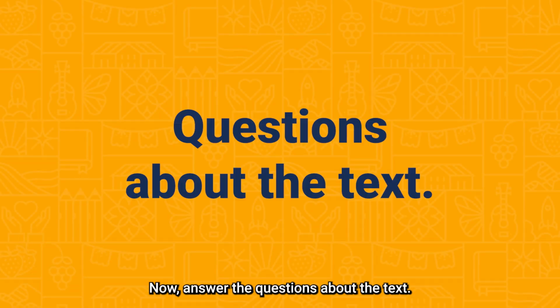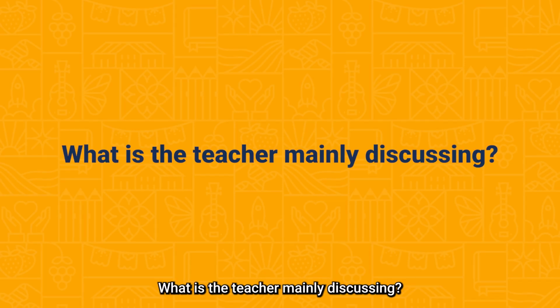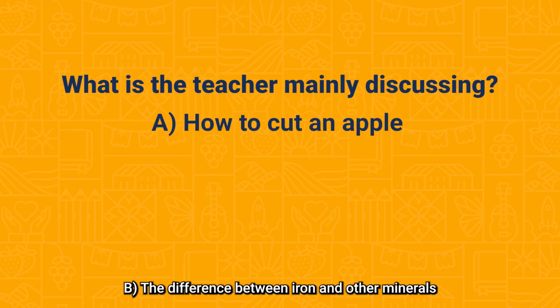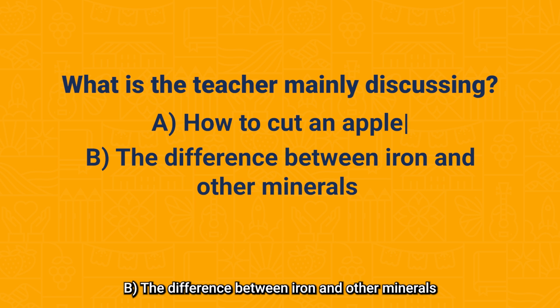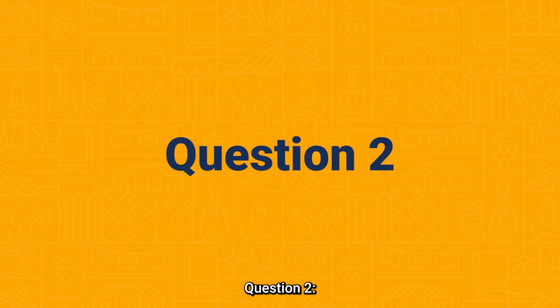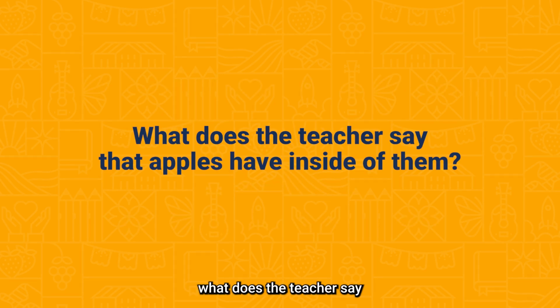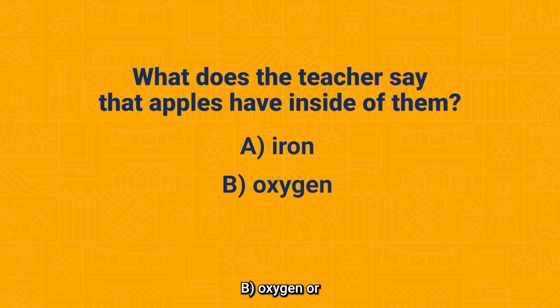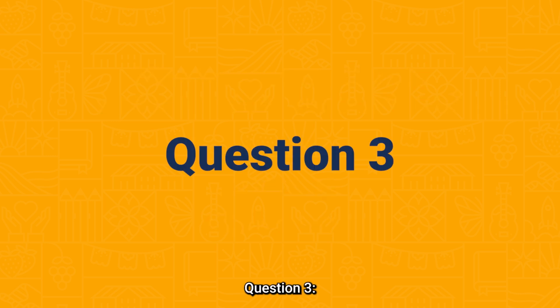Now answer the questions about the text. Question 1. What is the teacher mainly discussing? A. How to cut an apple. B. The difference between iron and other minerals. Or C. Why apples change color. Question 2. What does the teacher say that apples have inside of them? A. Iron. B. Oxygen. Or C. Citric acid.